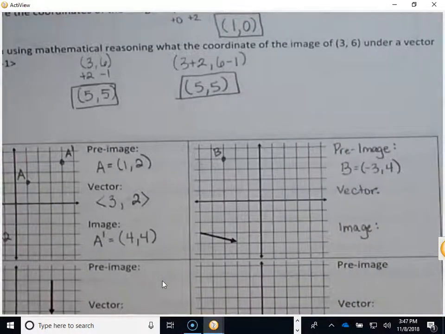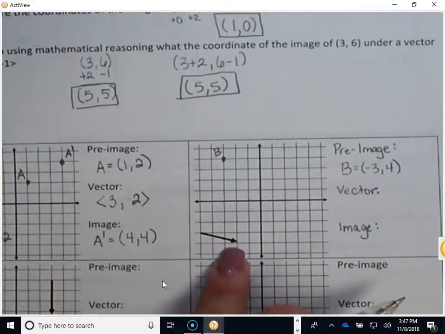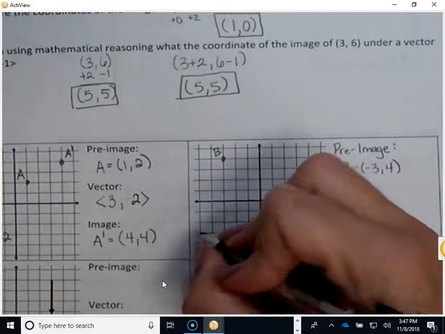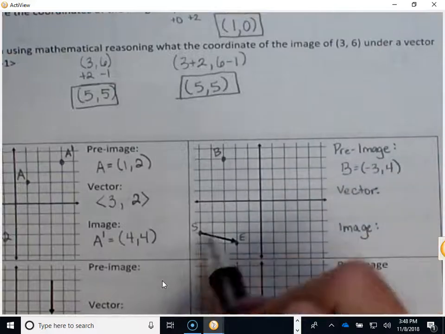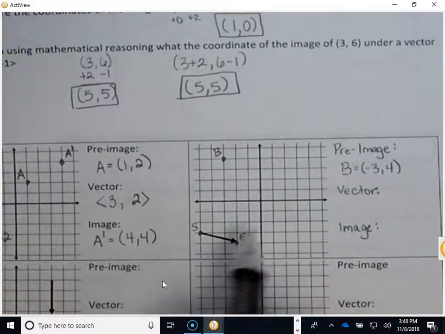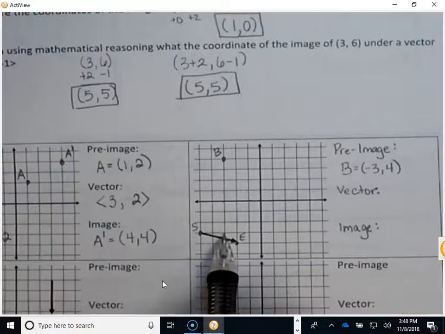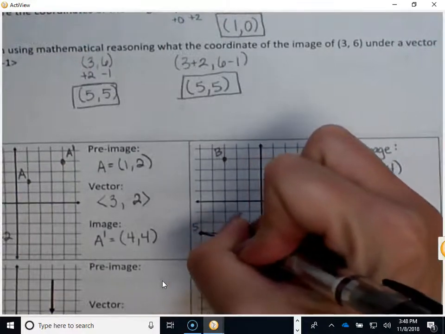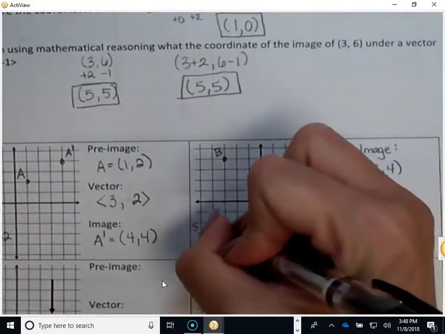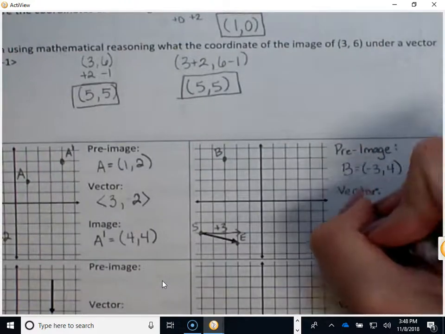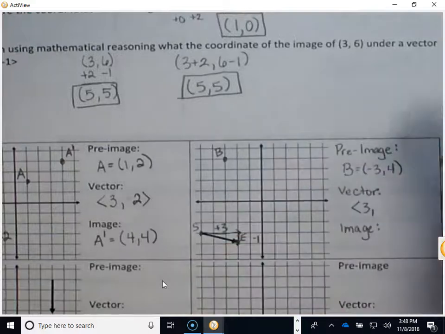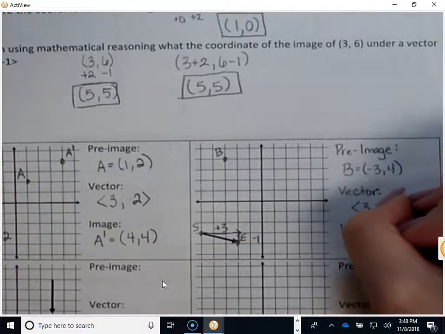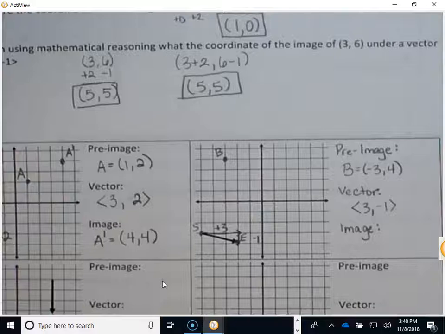So that's our preimage. Now we're going to use our vector that we see from this arrow to show how we're going to shift point B to B prime. This is the beginning of my arrow, so that's where I start. This is the end of my arrow, so that's where I end. Going from my starting position, I first go left or right for my X. It looks like I'm going to the right 1, 2, 3. When you go to the right, that's a positive direction for your X, so +3. And now we're going down 1 unit. That's a -1. When you go down, that's negative for Y's. So our vector is 3, -1.